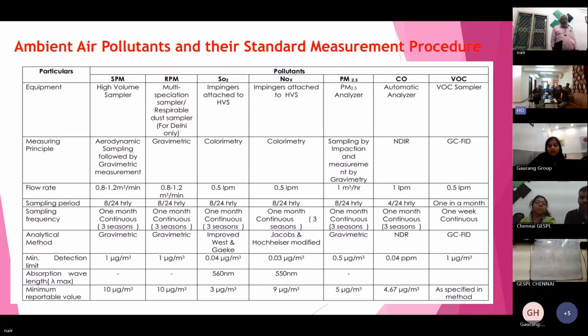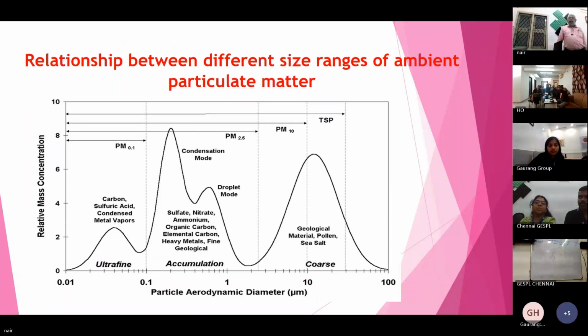Hi, sir, we have a query. Can you please go back to the previous slide? Previous slide, okay. Sir, what is the difference between concentration of PM10 and 2.5? Their relation. Okay. That's very good. I think I'll be coming to it later on. Anyway, I will tell you.